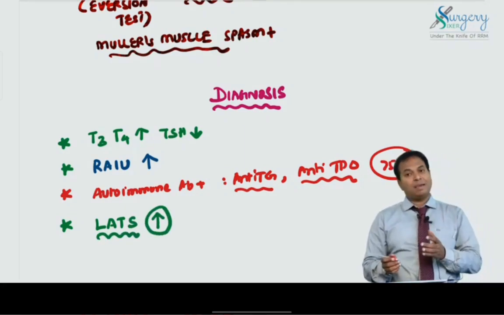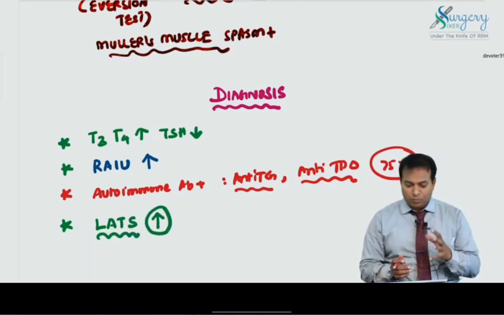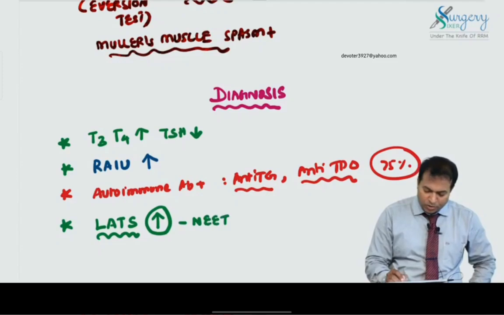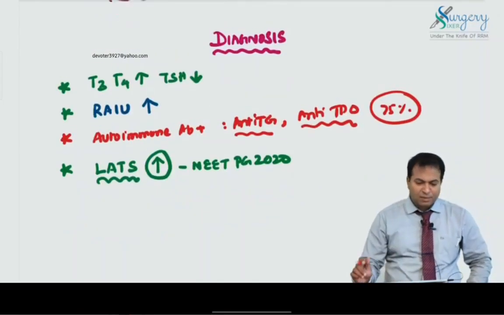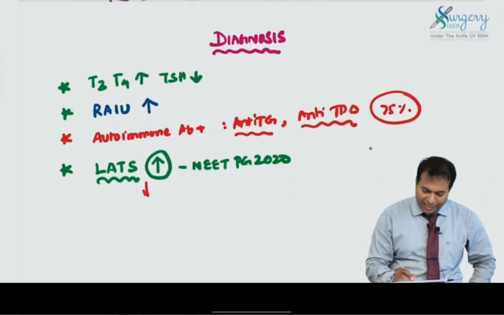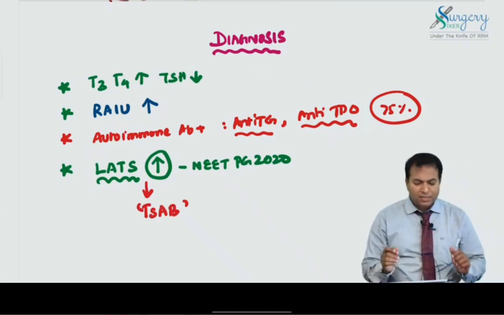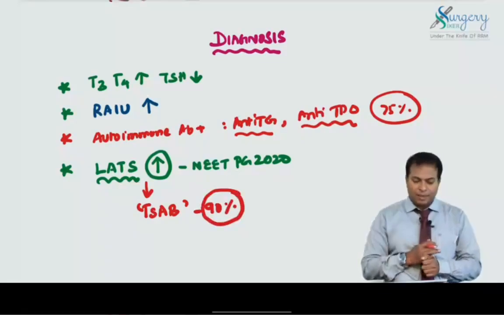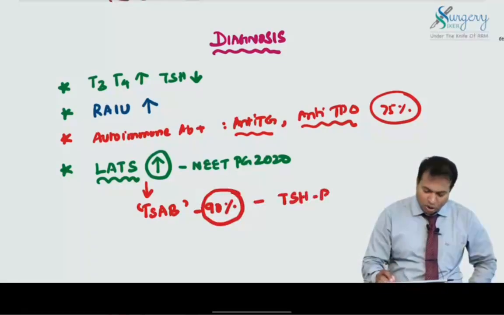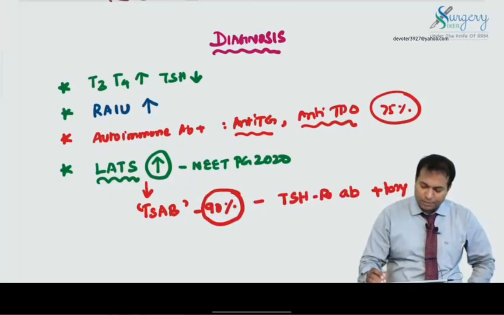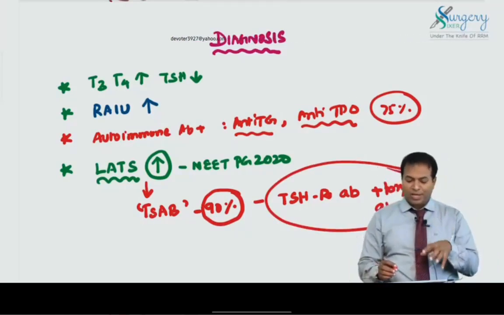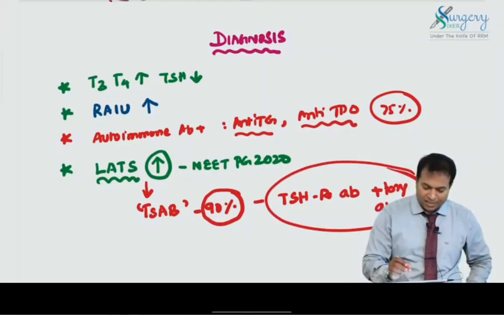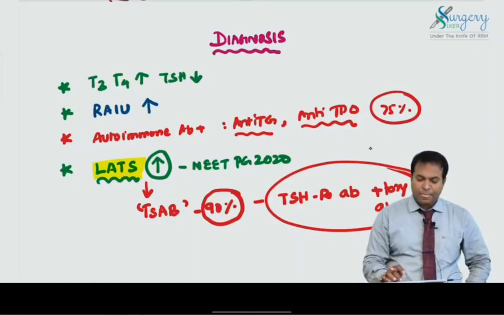So please remember, this question came in NEET PG 2020. Long-acting thyroid stimulator is elevated in Graves' disease. It is also known as thyroid stimulating antibodies, TSAb. Thyroid stimulating antibodies or long-acting thyroid stimulator are elevated in around 90% of cases. It is nothing but the TSH receptor antibody, which is a stimulatory antibody. So the TSH receptor stimulatory antibody is known as thyroid stimulating antibody or long-acting thyroid stimulator. So long-acting thyroid stimulator is increased in Graves' disease.